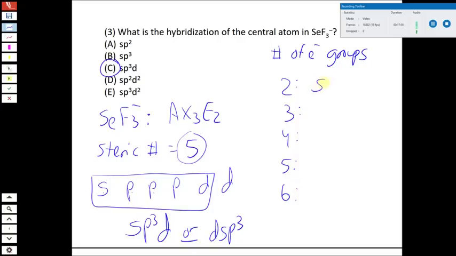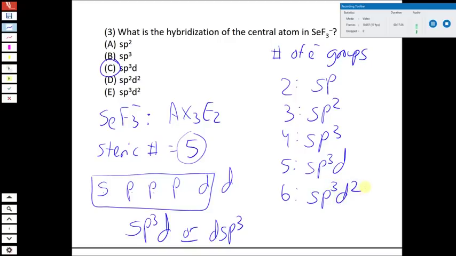So 2 electron groups is sp, we hybridize 2 orbitals. 3 electron groups is sp2, we hybridize 3. 4 electron groups is sp3, we hybridize 4. As we just saw, 5 electron groups is sp3d. And the highest we would go is 6 electron groups, which means we need 6 orbitals, sp3d2. All right, so predicting hybridization is really just a factor of how many electron groups are on the central atom.